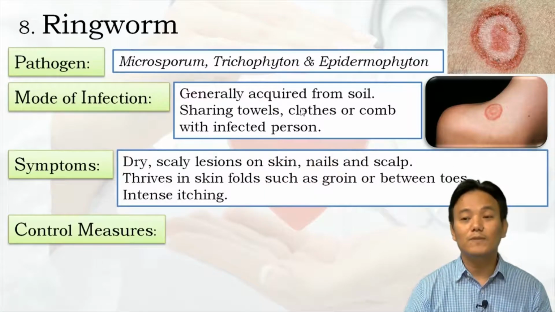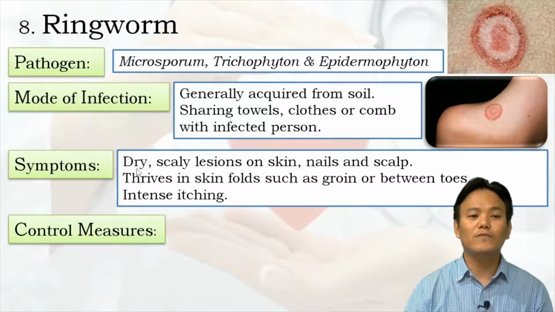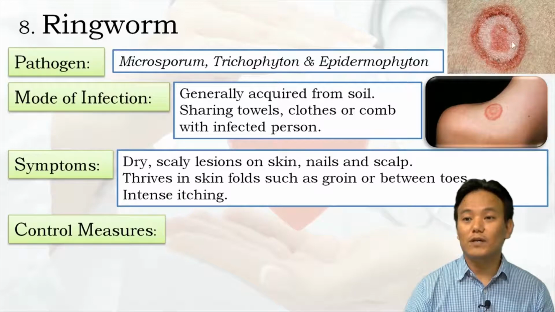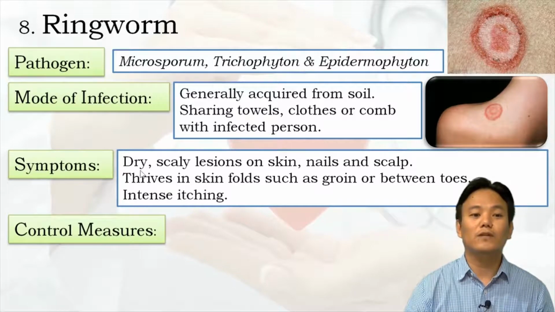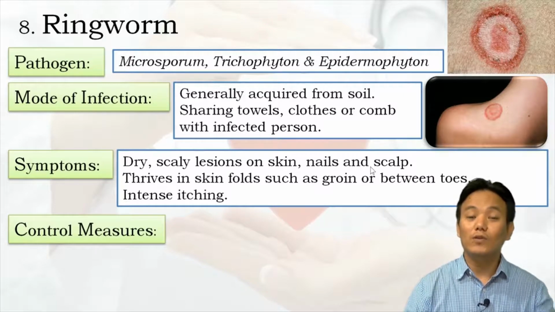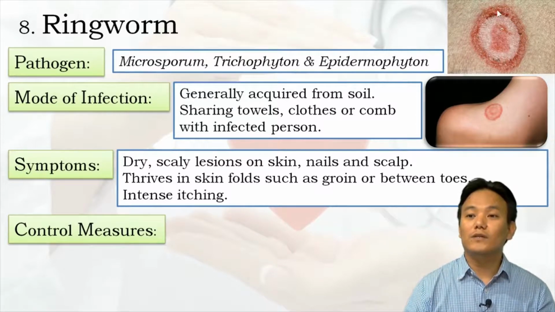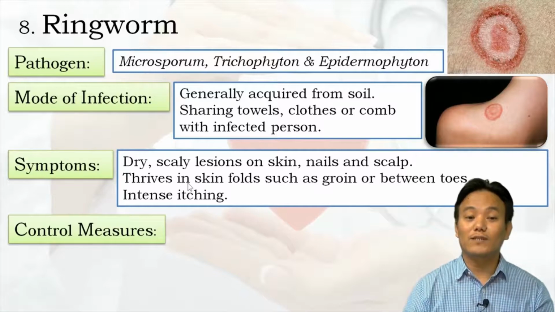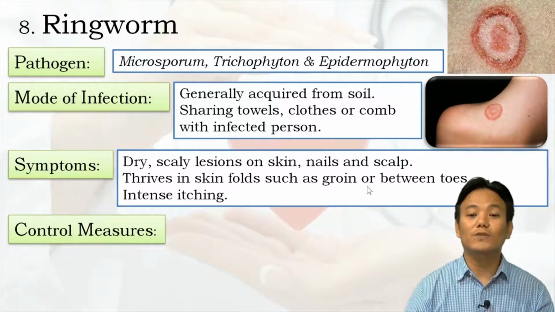What are the symptoms of ringworm? If you suffer from ringworm, you will develop dry, scaly lesions on skin. Lesions means this particular shape of inflammation. Right? You will develop dry, scaly lesions on skin, on nails, and on your scalp. Right? And the fungus responsible for this particular disease thrives or survives in skin folds such as the groin or between the toes, right? And it results in intense itching.